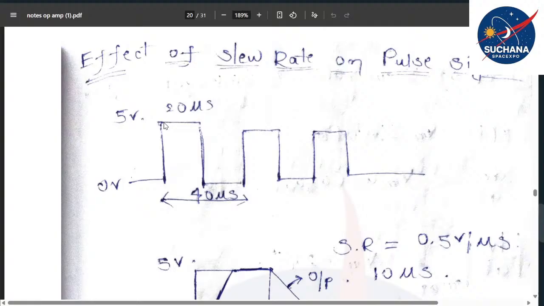Same 5 volt. Yeah, you will get 5 volt. Sorry, Nihal is saying something else. Yeah, what's your answer, Nihal?